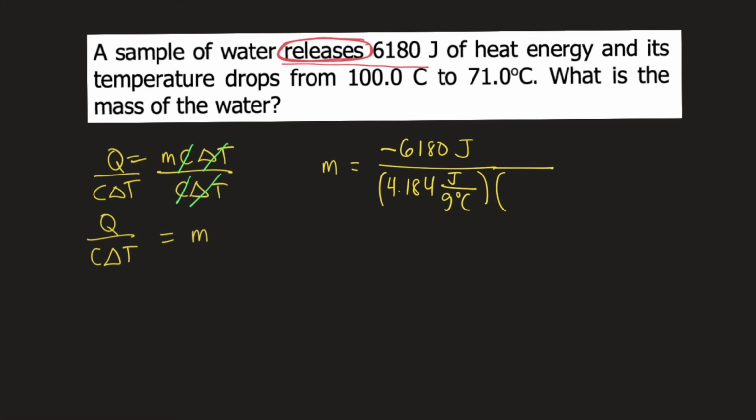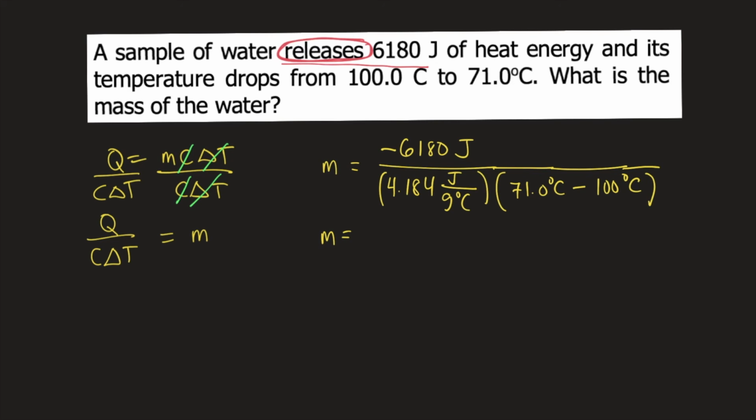And ΔT is the change in temperature. So ΔT is final temperature minus initial temperature. So the final temperature is 71 degrees Celsius, minus the initial temperature of 100 degrees Celsius.